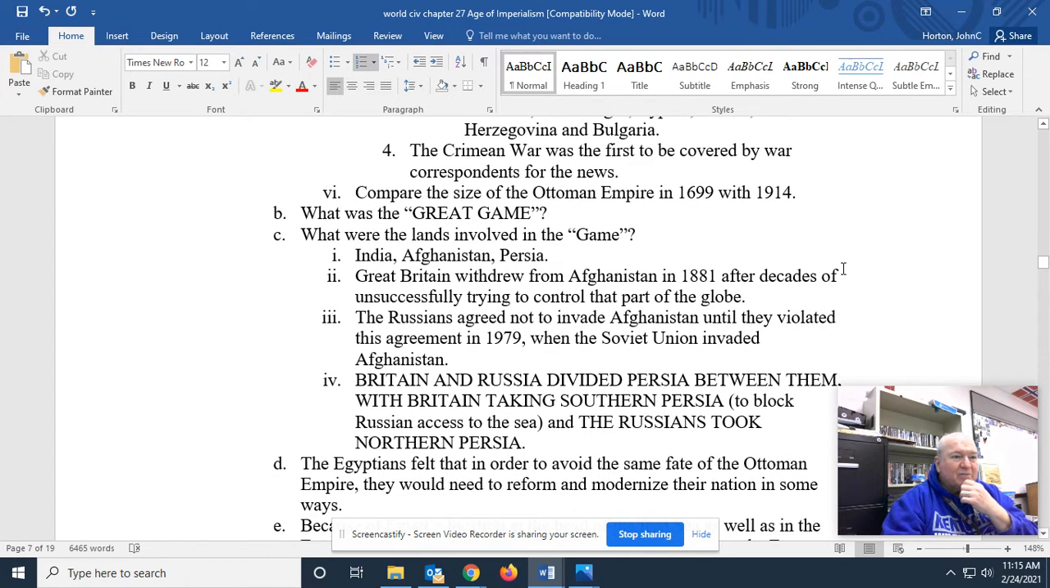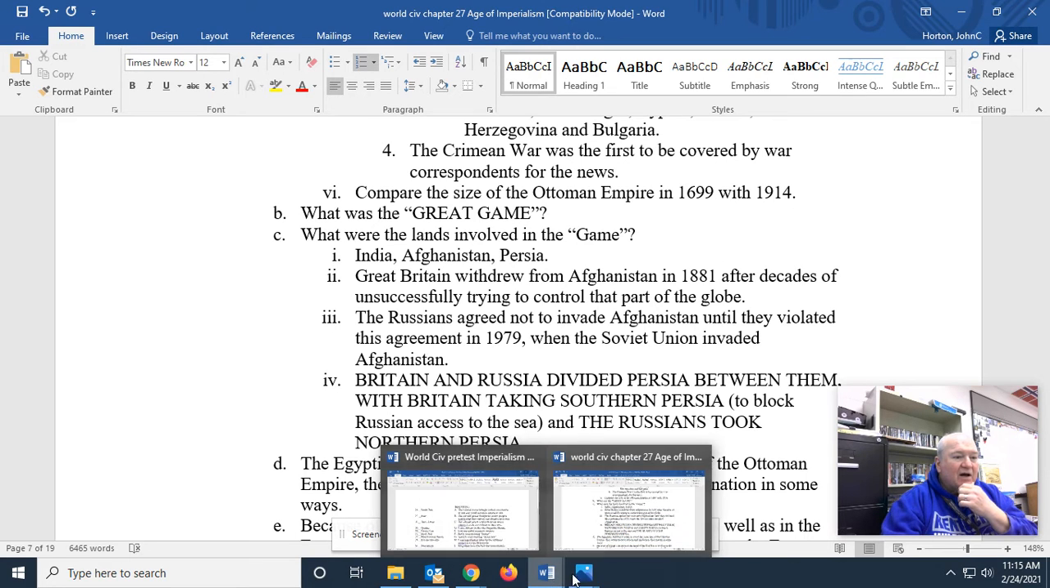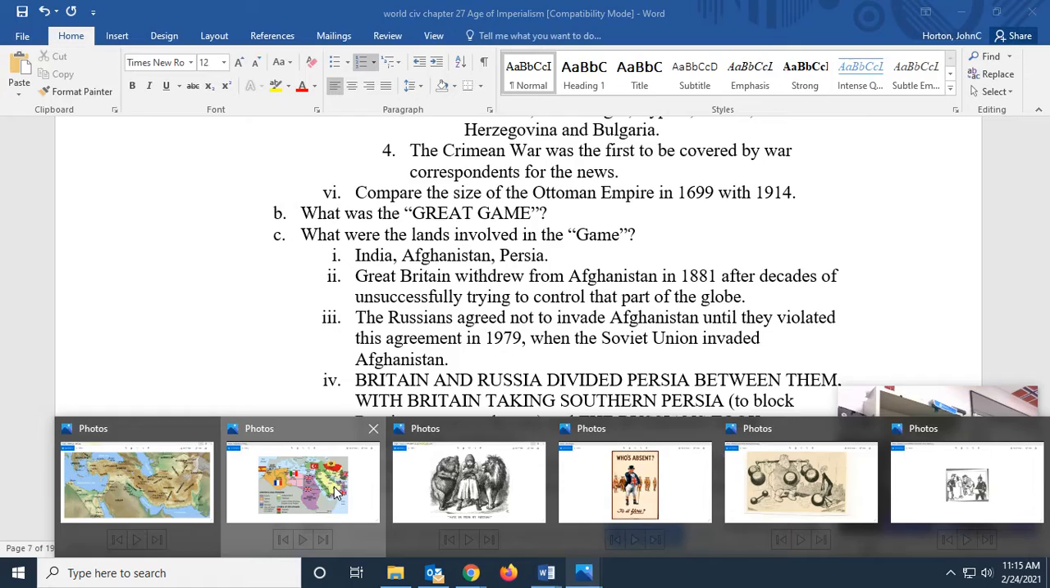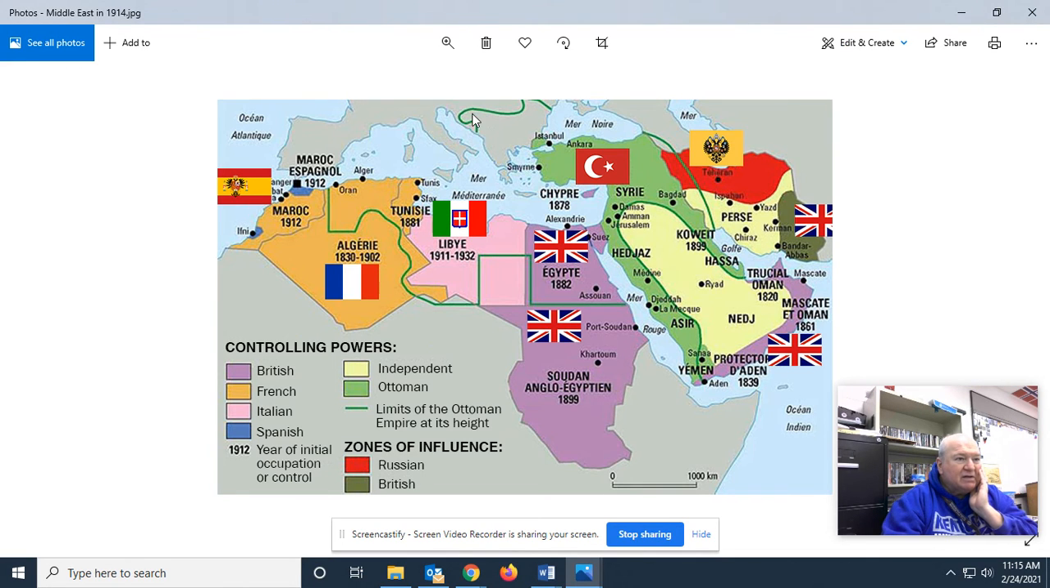And as it says there, compare the size of the Ottoman Empire in 1699 with 1914. This map again shows you that. See, this is what the Ottoman Empire looked like in 1699. And this green area is what it looked like in 1914. In other words, it had shrunk considerably. Yes.